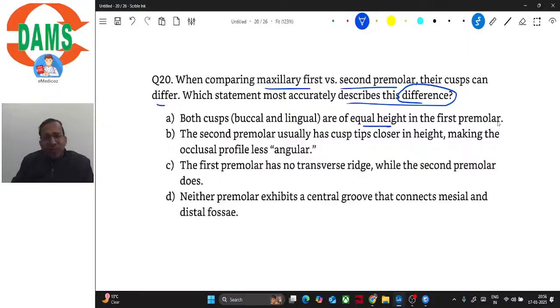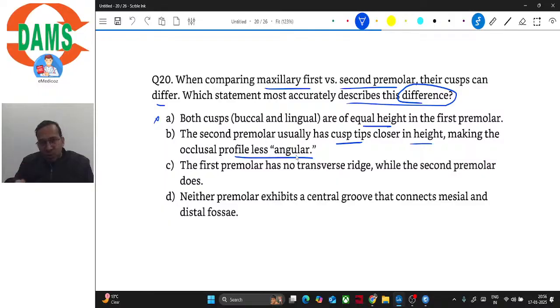So we have also discussed this option in one of the previous questions, and we know that this option is incorrect. The second premolar usually has cusp tips closer in height, making the occlusal profile less clear. So we have also discussed that the cusps of maxillary second premolars are almost of the same height, isn't it? And it also appears rounded. So both the portions of this statement are correct.